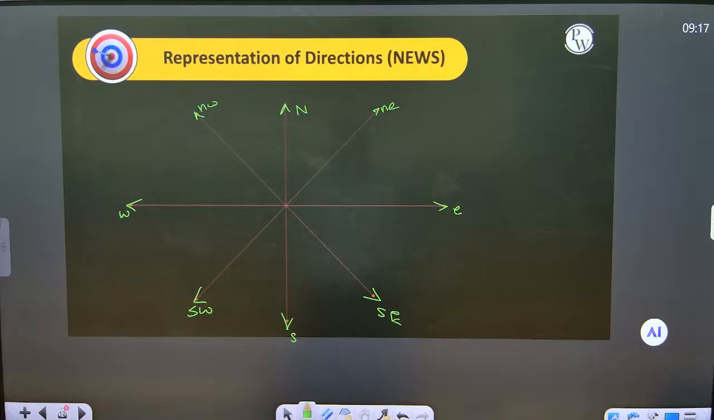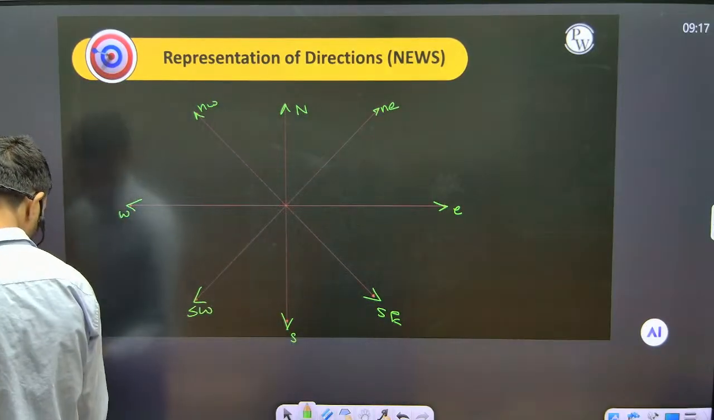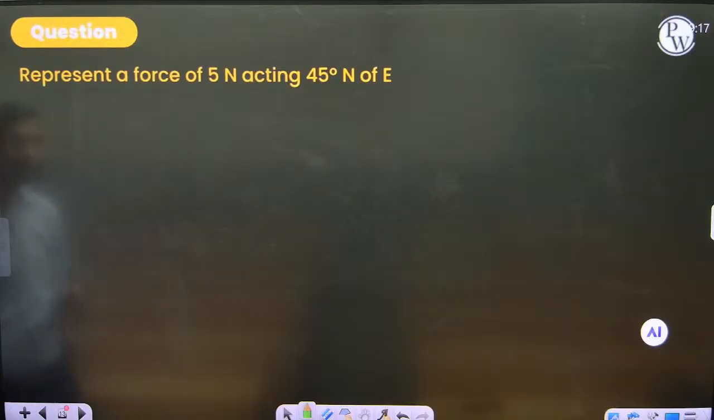Right. Let's go ahead then. Represent a force of 5 Newton acting north of east.